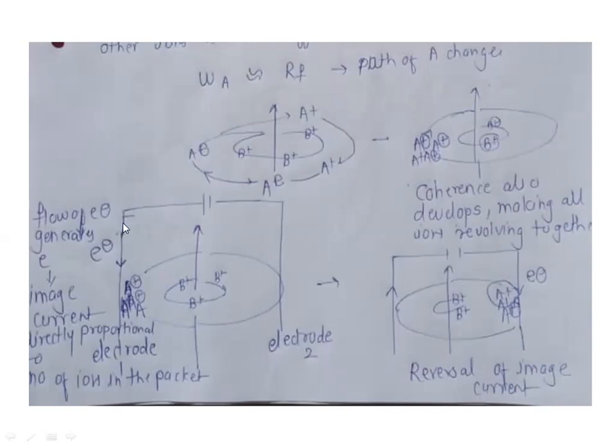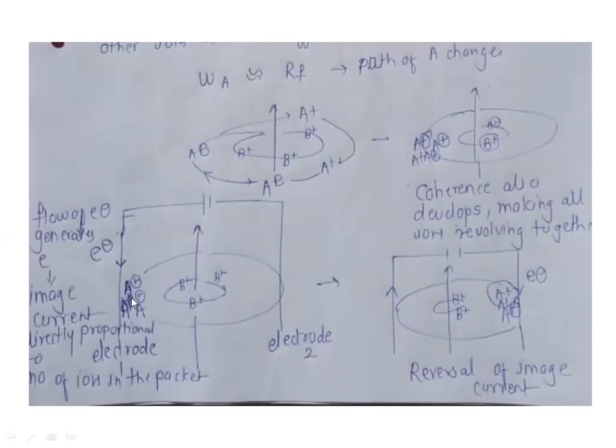You can see how out here we are going to have two electrodes, two plates, electrode 1 and electrode 2. Whenever you have this packet of ions moving with the application of radio frequency, another phenomenon called fluorescence has developed. All A plus are coming together and moving in the form of a packet. Now when this packet is moving in a circular fashion from electrode 1 to electrode 2, we are going to get a reversal in the image current.